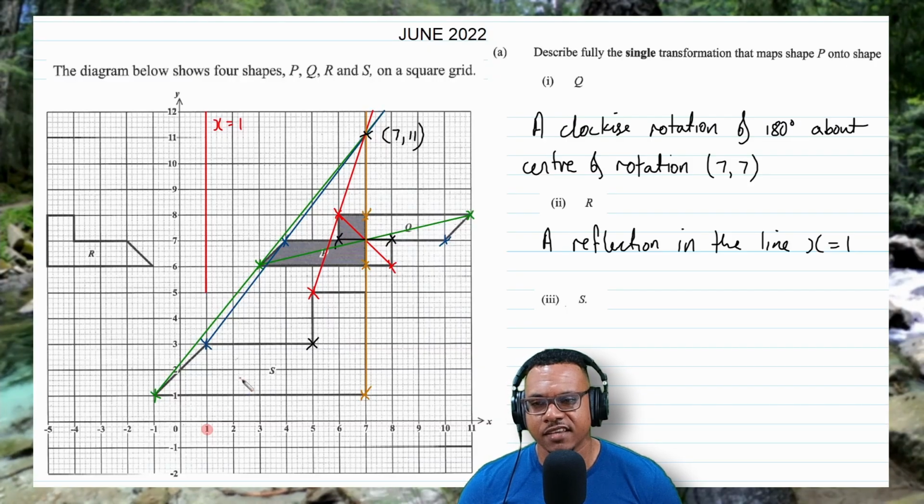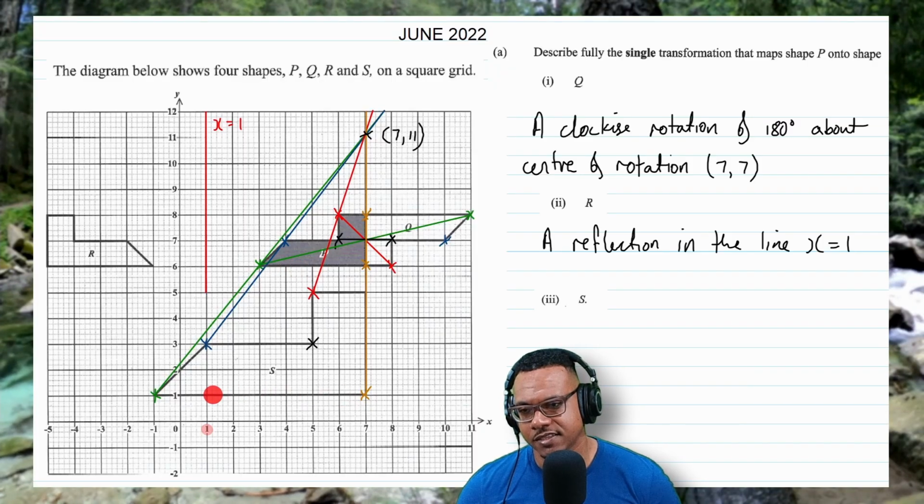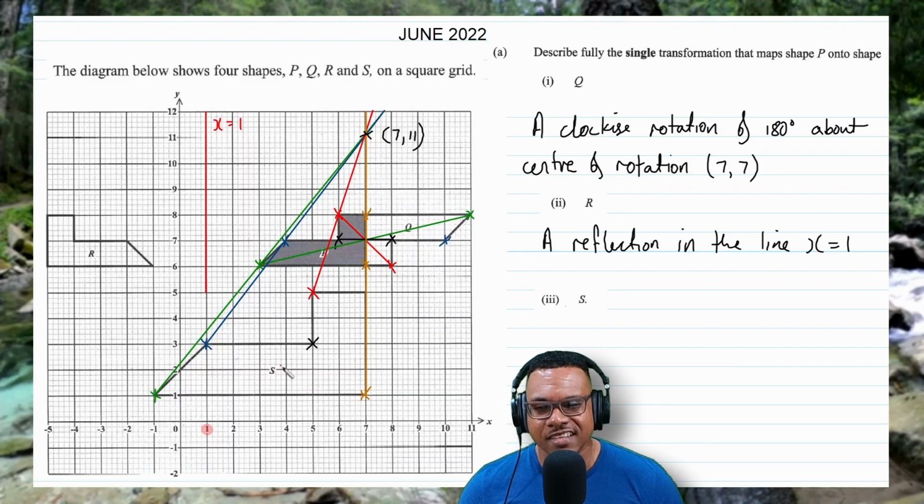Now let's look at this side here on both shapes. All right, so on the object, we have 1, 2, 3, 4. And on the image, we have 1, 2, 3, 4, 5, 6, 7, 8. So again, it's showing that S is twice P. So that would indicate that the scale factor is 2 because S is twice P.